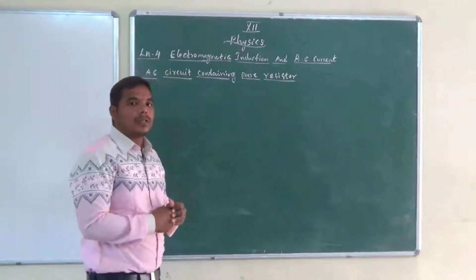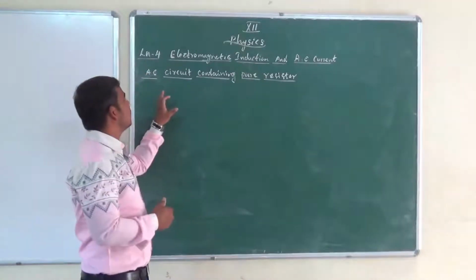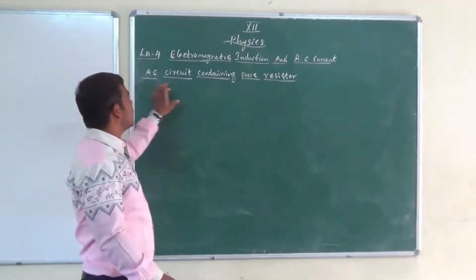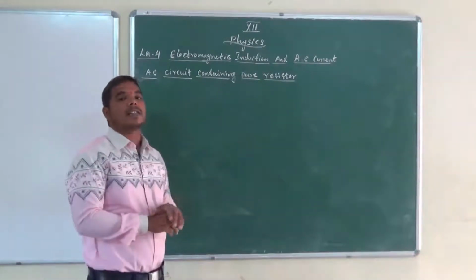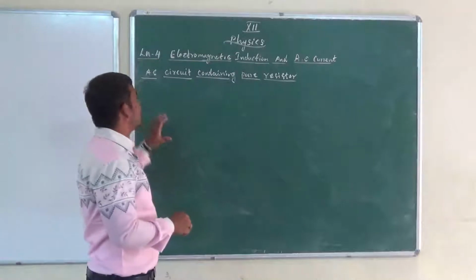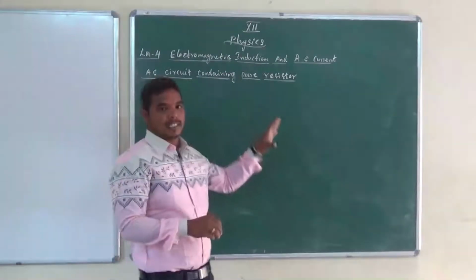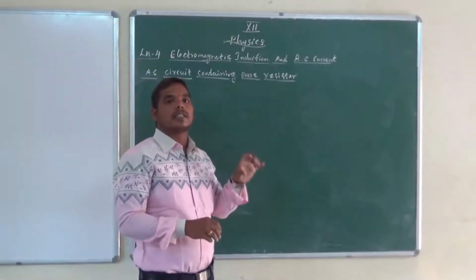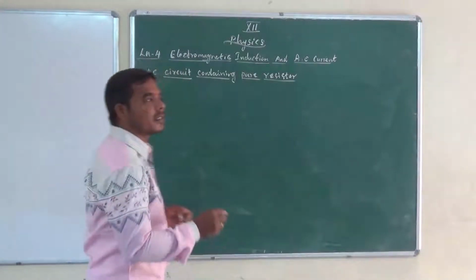So today we are going to discuss alternating current, that means an AC circuit containing a pure resistor. AC means alternating current. That is the alternating current in a circuit containing a pure resistor, that means the circuit consists only of a resistor. So first I will draw the diagram. See the diagram.